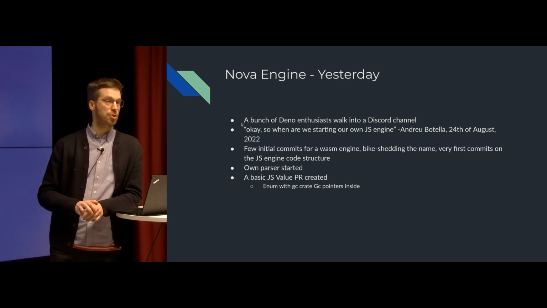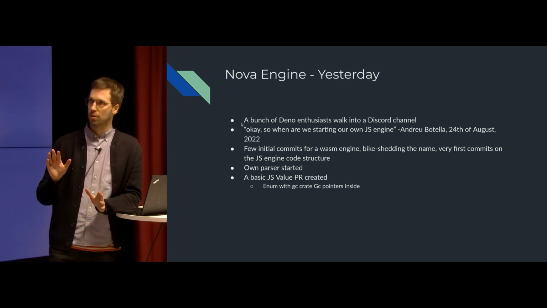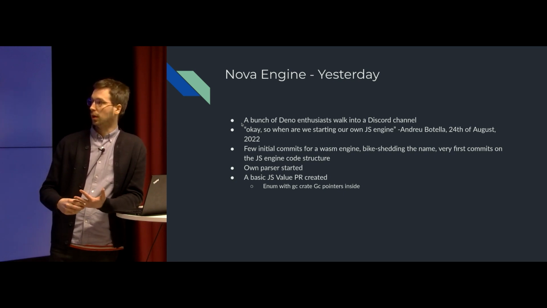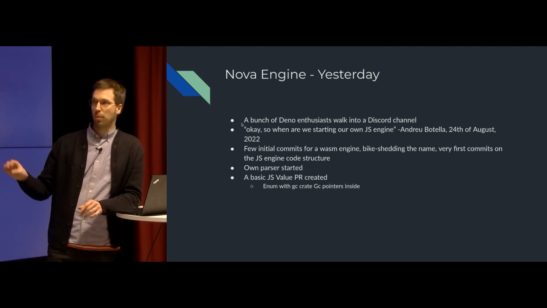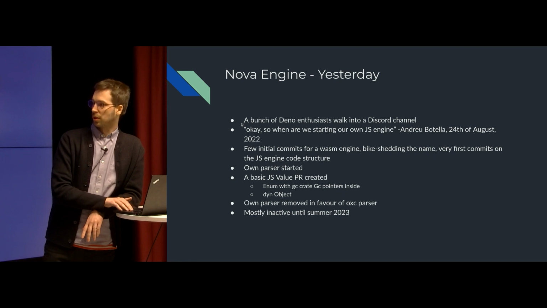The GC crate provides reference counted GCable heap allocations, basically. Actually it's not reference counted, but traced. And it has an automatic derived GC implementation, so you can very easily set up stuff with it. And we also had a dynamic object trait. And then we removed the parser, started using OXC, the oxidation compiler, which is lovely. And then we just mostly did nothing until last summer.